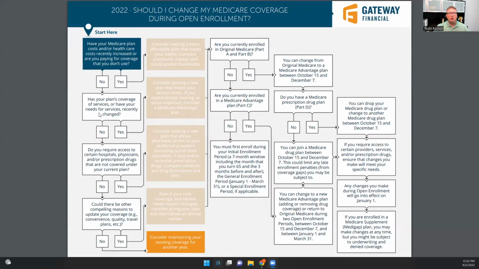Have you become more ill, or whatever the situation is? Do you need to change the plan? Have the services or needs for services changed? Consider seeking a new plan. Obviously, if you expect dental, hearing, or vision expenses, consider a Medicare Advantage plan, because remember those things.